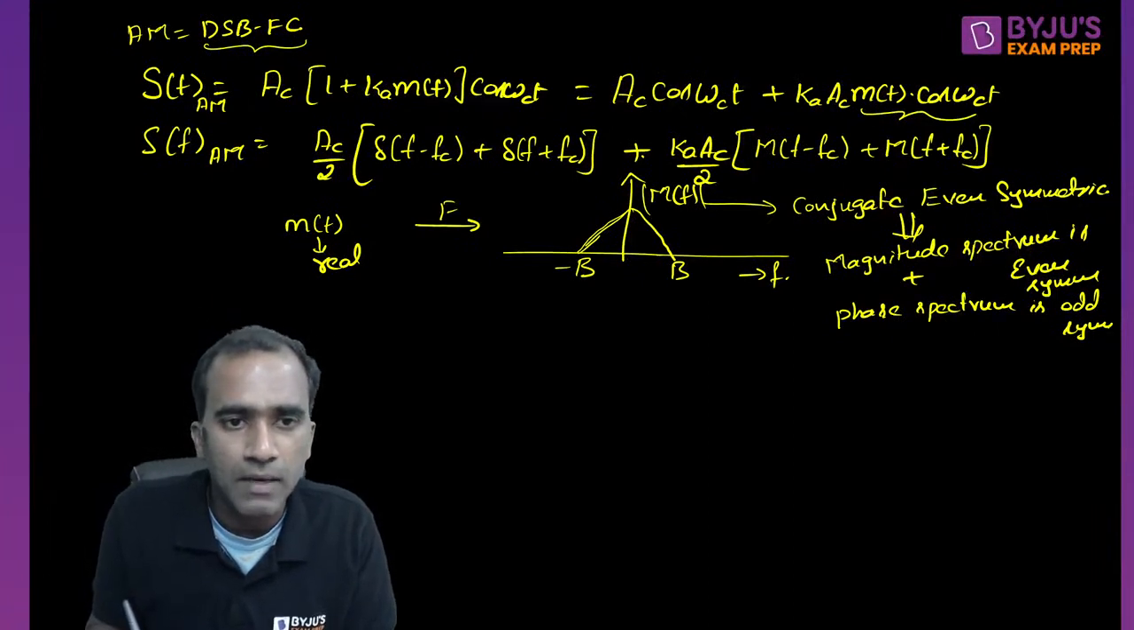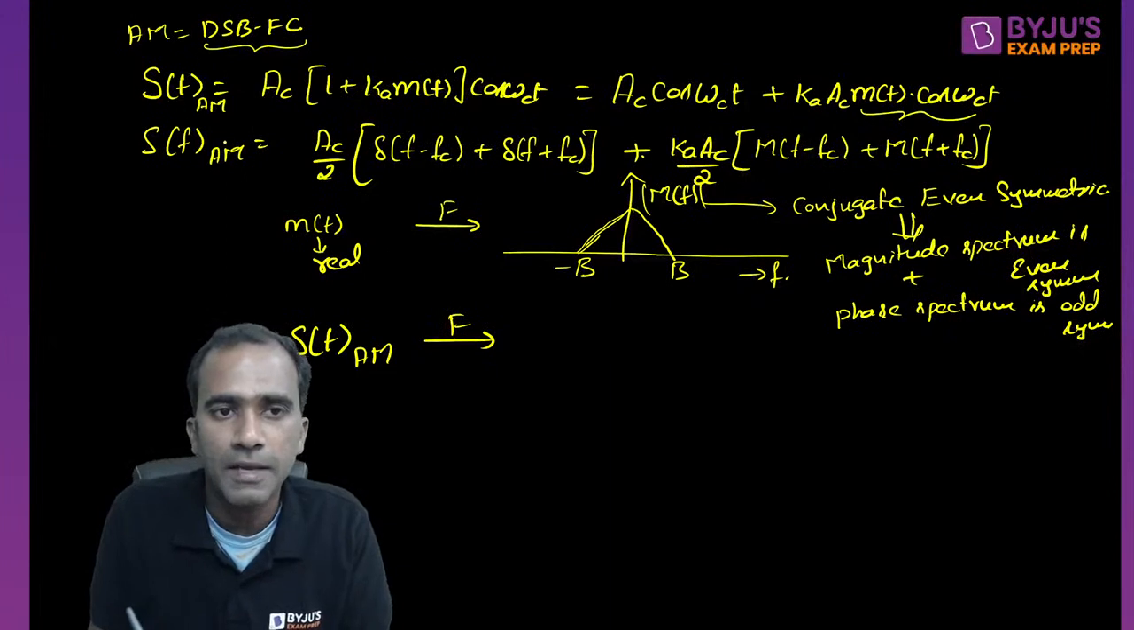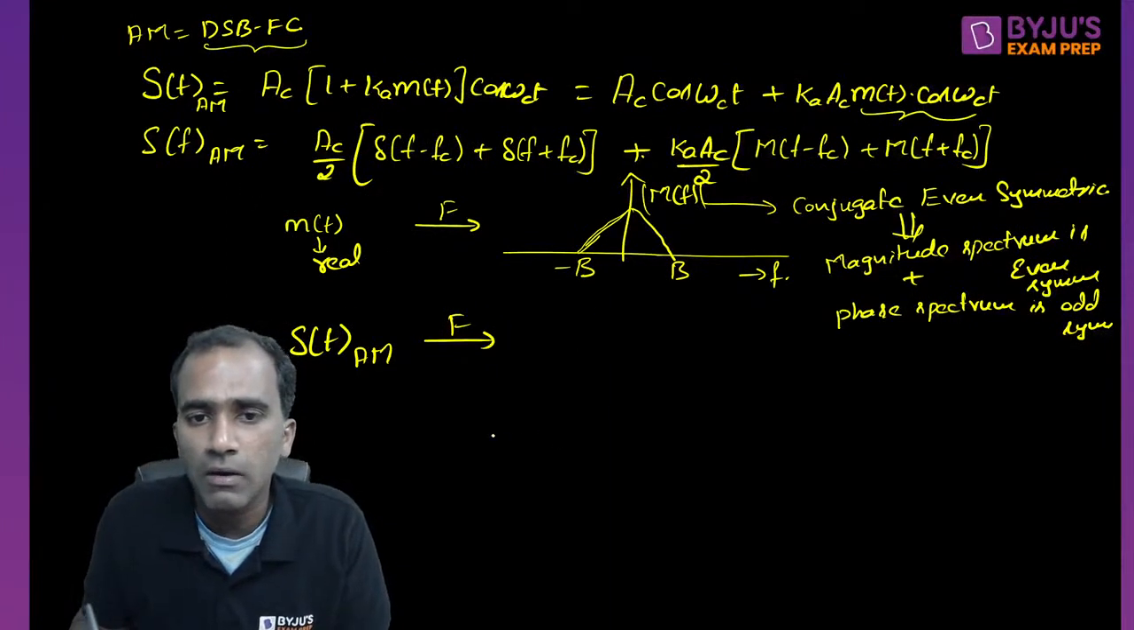Fine. Now let me come back to the modulated signal spectrum. S of t, the AM signal. What is the Fourier transform of this? The Fourier transform is S of f, AM. How does it look? Let us plot it.